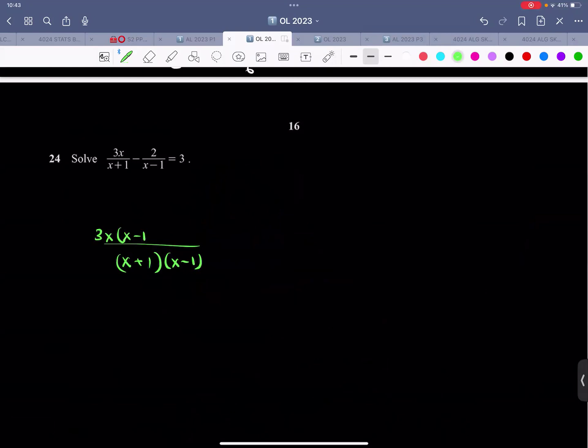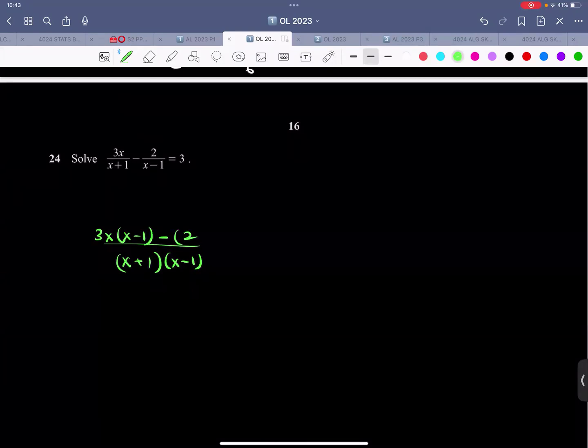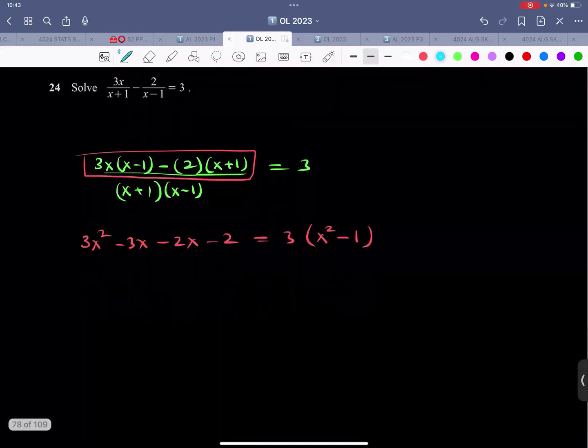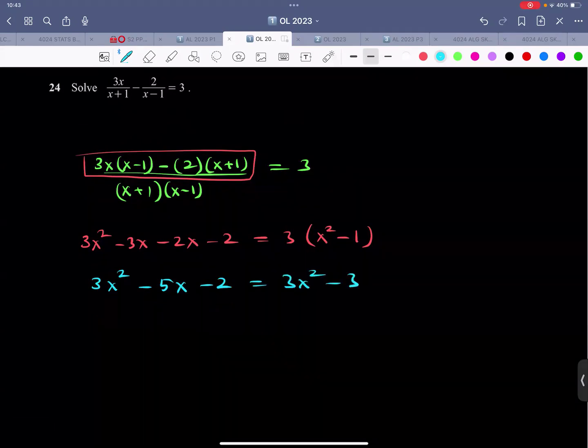3x multiplies with x minus 1, a minus sign in the middle, 2 multiplies with x plus 1. This equals 3. Let me first simplify the numerator. So 3x into x, 3x squared, minus 3x minus 2x minus 2. This is 3 multiplied with x plus 1, x minus 1, which is x squared minus 1. So let's move on. Let's do the other working. So therefore, this is 3x squared minus 5x minus 2. That is 3x squared minus 3.